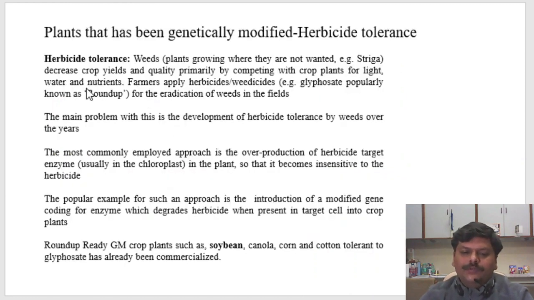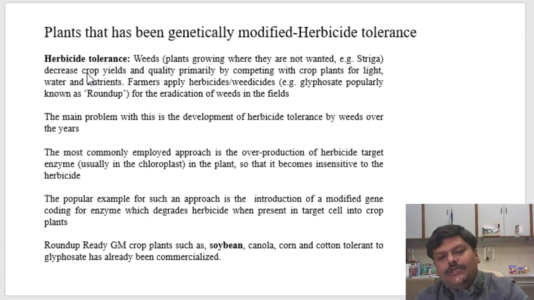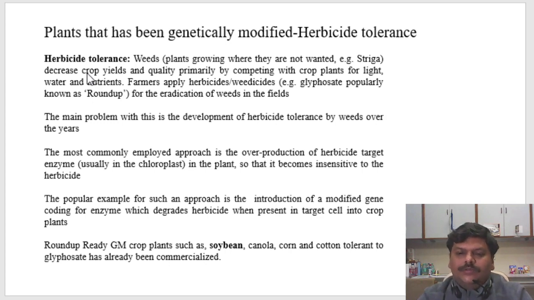Another example of this transgenic technology is development of herbicide tolerance. So weeds are everywhere, and most of the time weeds are removed from farmers' fields either by manual methods or by spraying weeds with weedicides. But imagine a farm which is thousands of acres in land, and which is growing some useful crop, and it's basically a nightmare to manually remove all the weeds from a very big farm.